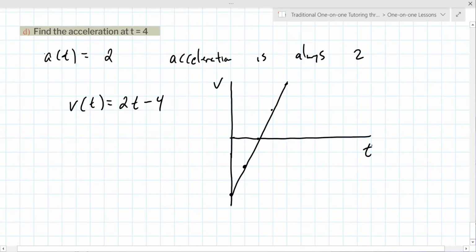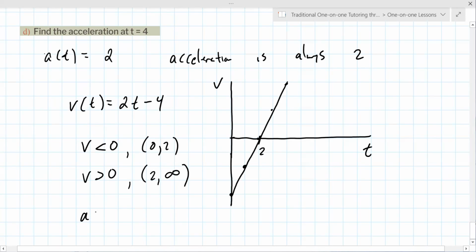Velocity and t. Okay, so what's going on in this region right here? When is velocity less than 0? When is velocity greater than 0? Less than 0 from 0 to 2. And greater than 0, from 2 to infinity. It says t greater than or equal to 0 in the problem, so you know that means forever.